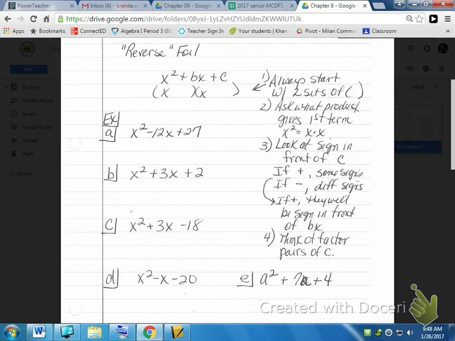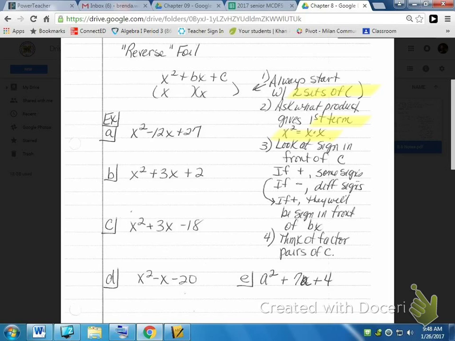You got your trinomial x squared plus bx plus c. Step one, you're going to put up two sets of parentheses. When you get your two sets of parentheses, you then ask, what product will give me my first term? Well, today, remember I told you it's just going to be a squared term, whether it's x or a or whatever, and it's always going to be something like x times x. And you would go ahead and put those in. So that's going to become really quick. You're going to do your parentheses and then your two variables there.